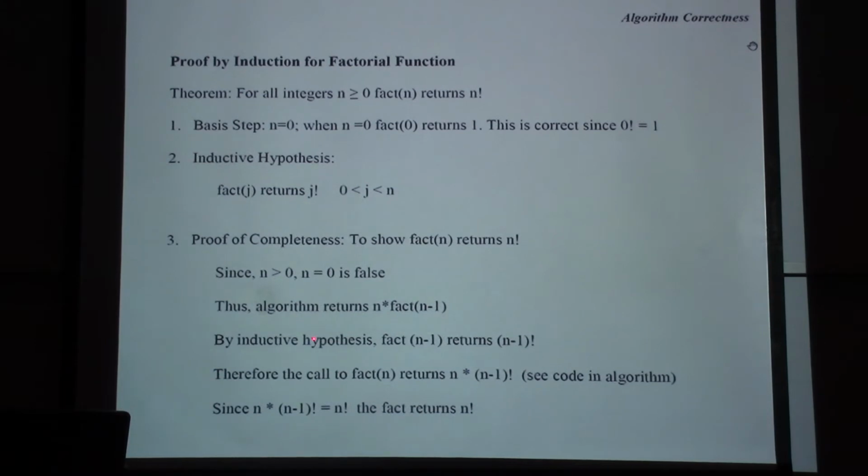By inductive hypothesis, however, fact of n minus 1 returns n minus 1 factorial. That's from the induction. Fact of maximum value n minus 1 returns n minus 1 factorial. Are you with me? So since the algorithm returns n times fact of n minus 1, and fact of n minus 1 by assumption returns n minus 1 factorial, we're really returning n times n minus 1 factorial, which is n factorial by definition, proving the algorithm is correct.